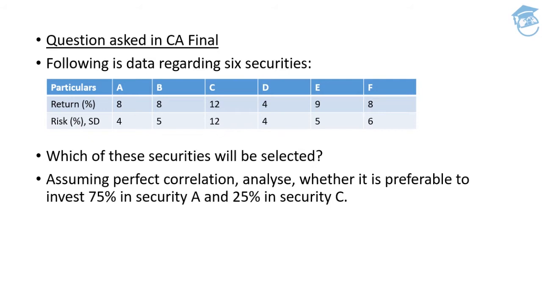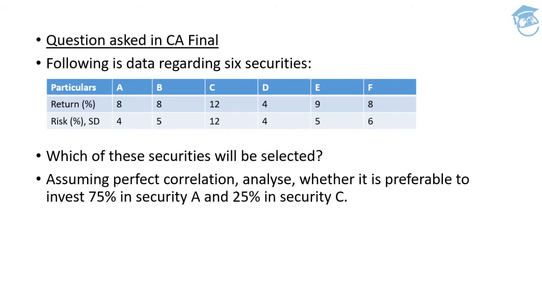This is number one. And secondly, they are also asking you, assuming that there is a perfect correlation, you need to analyze whether it is preferable to invest 75% in security A and 25% in security C. So let's come to the first part. Before heading towards the solution, guys, let's understand this question here itself.